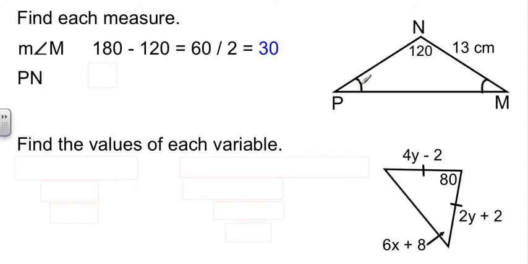Now, since these two angles are congruent, the opposite sides are congruent. So angle P leads to a 13. That means angle M must lead to a 13. So PN is 13.